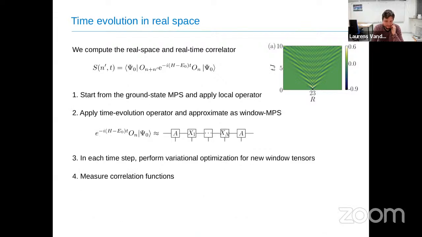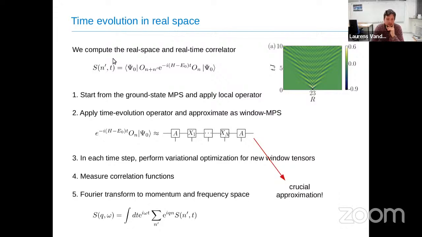It's not really important, but for the experts that would like to know what we actually do, that's what we do. And then if you are able to represent this time evolved state of this local operator as this window MPS, what we can do is just measure the correlation functions again with the ground state. This is the easy part. And once we have this S of n and t, we basically Fourier transform to momentum and frequency space, and we find S of q omega.